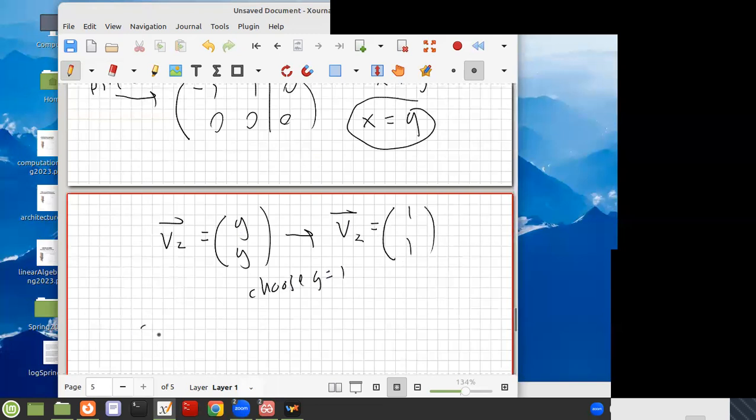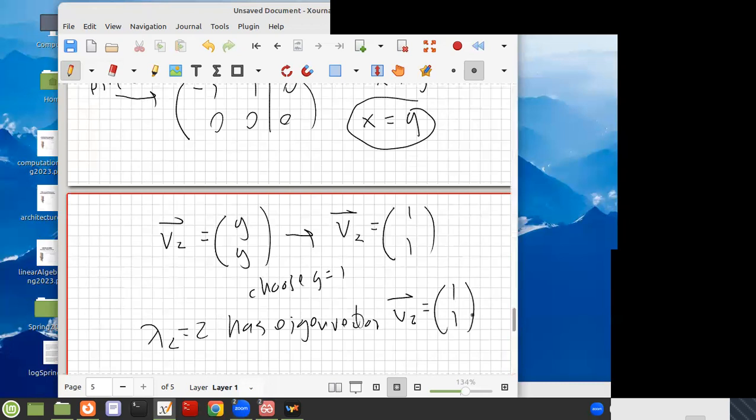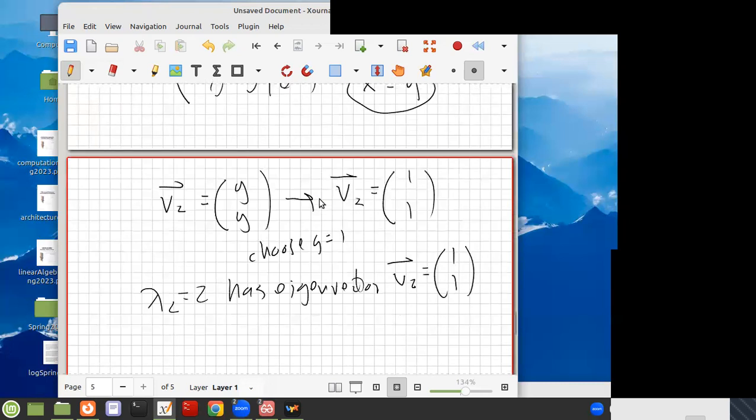So therefore, lambda 2 equals 2 has eigenvector V2 equals (1, 1). Okay, and there you have it: for this matrix, you found through a long process the eigenvalues and eigenvectors.